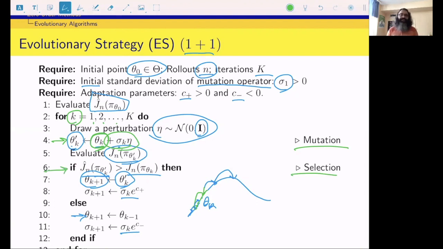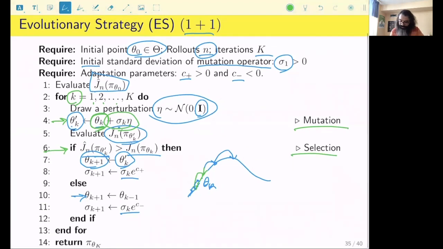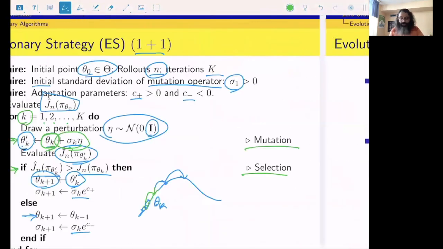And then we have this process of selection here, where we check which one is better, the parent, theta k, or its child, theta prime k. Whichever is better becomes the next generation. So it is possible the next generation would be the same as the parent, so it doesn't change, or the child is better and becomes the next generation. So this is the evolutionary metaphor here. Any questions so far?